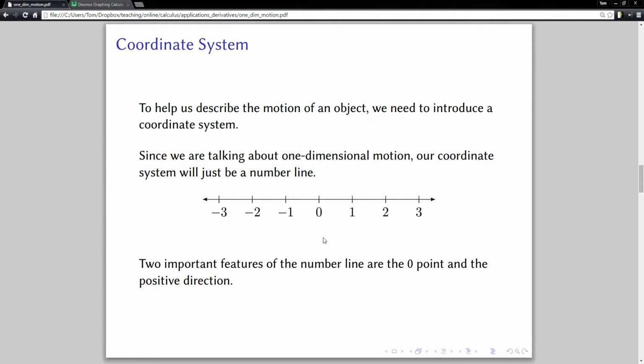I just want to mention this so that you'll know behind each one of these motion problems, we have this coordinate system specified. And for us in this class, it's just going to take a really simple form, just the number line.